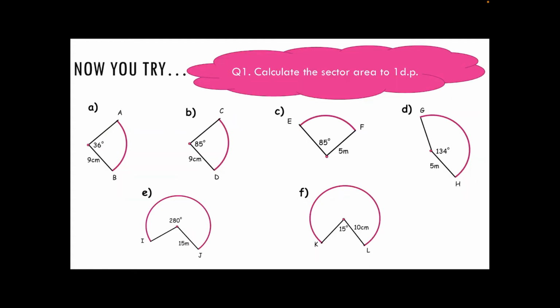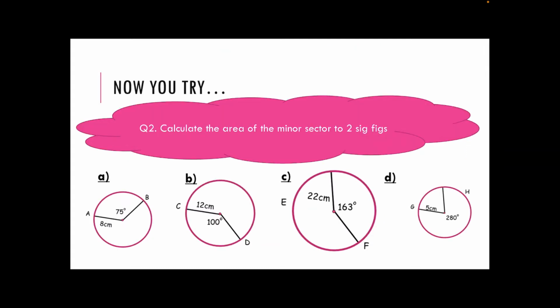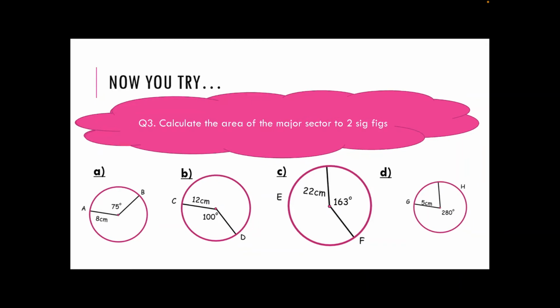Now it's your turn to try these questions. So question 1 is just calculating the sector area of each of these sectors to 1 decimal place. For question 2, you are calculating the area of the minor sector to 2 significant figures each time. And using the same 4 circles, you're then going to calculate the area of the major sector, again to 2 significant figures.